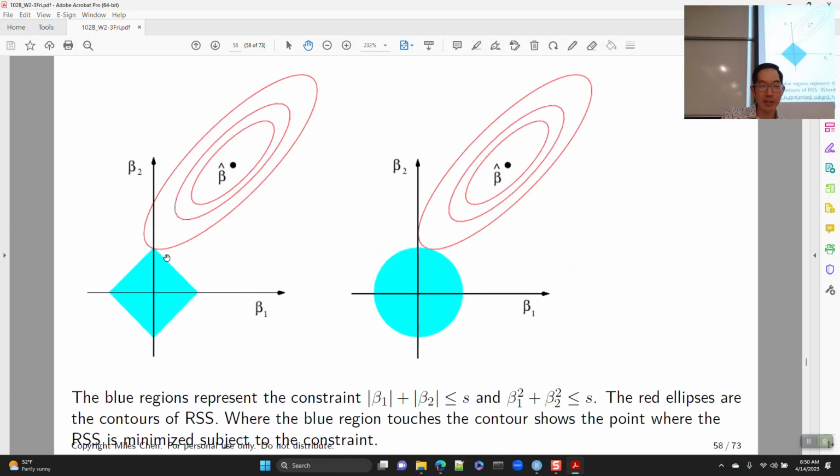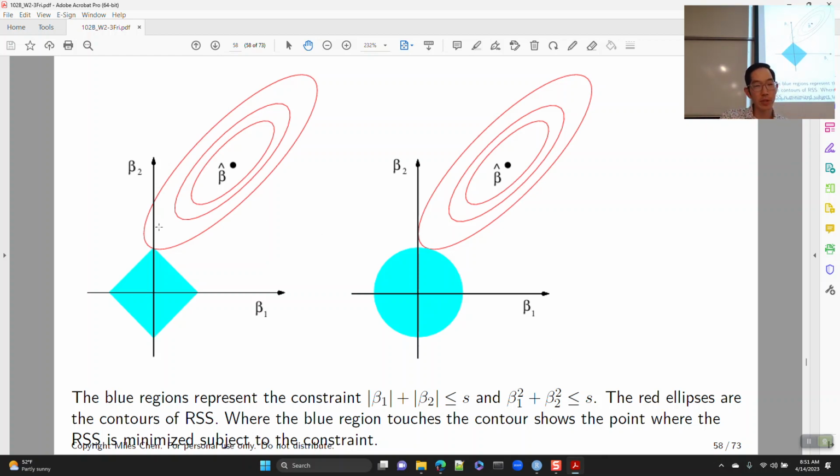And so this is the diagram. We're trying to minimize our OLS function subject to the constraint. Here for lasso, the constraints are that the absolute values of beta 1 and beta 2 have to be less than some value. And for ridge regression, the constraint is that the sum of your w's squared has to be less than some term. So you can also think of it that way.